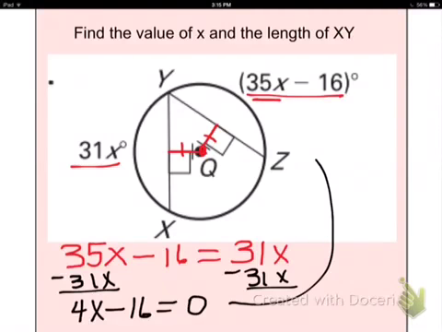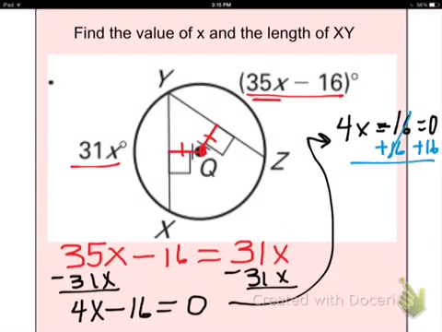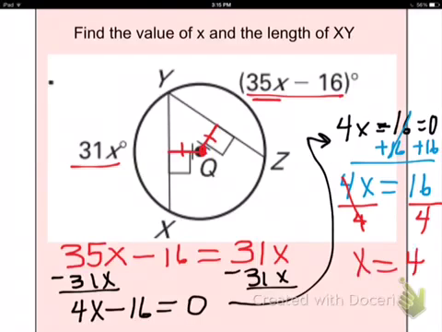So if I bring that up here, I have 4X minus 16 equals 0. So to solve this, I need to add 16 to both sides. Those cancel. So 4X equals 0 plus 16, which is 16. And then finally, I want to isolate the X by dividing by 4 on each side. The 4's cancel. So I know X equals 4. So I found the value of X. X equals 4.